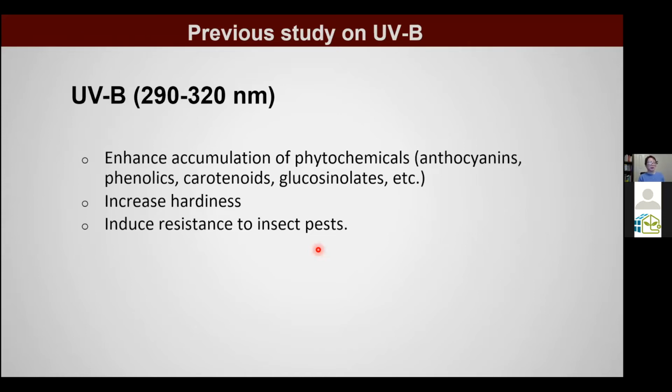But before I show you the results, I would like to briefly introduce our previous studies on UVB. As you know, UVB can enhance accumulation of phytochemicals such as anthocyanins, phenolics, and carotenoids, depending on the crop. And it can increase hardness and induce resistance to insect pests.